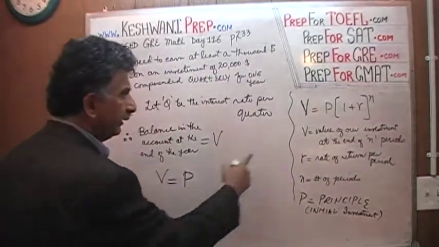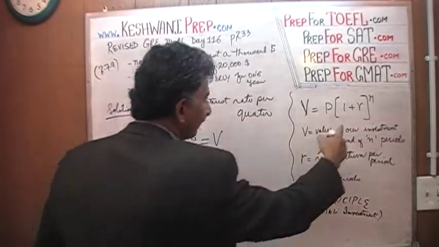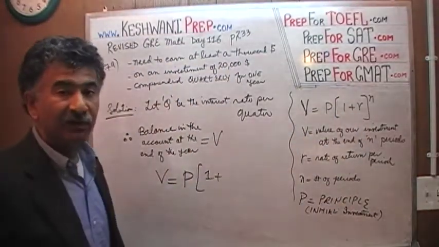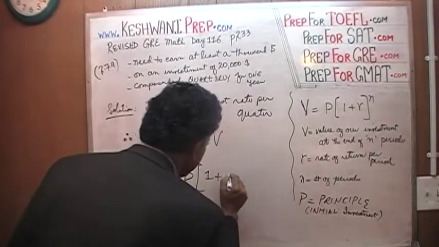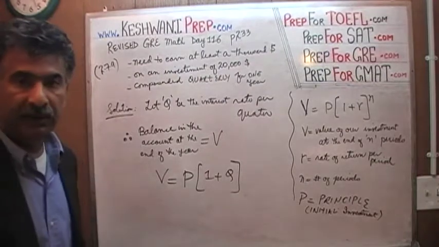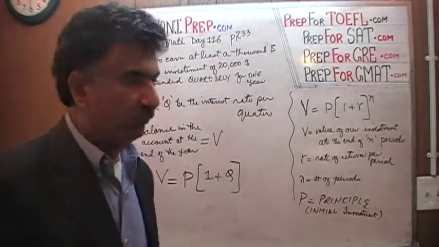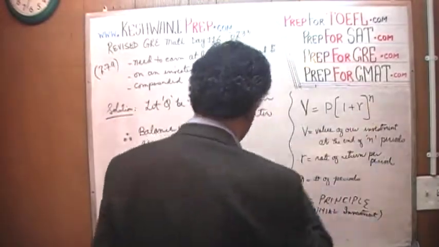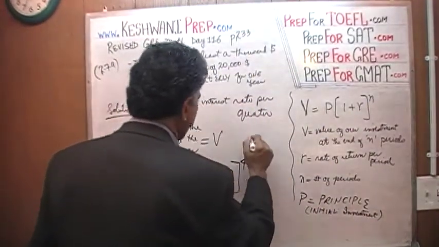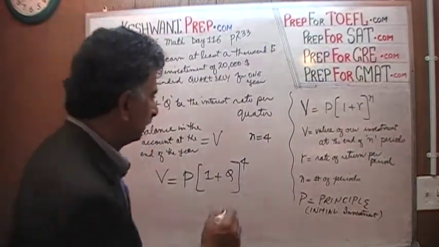So that's your P times 1 plus R, which in this case is our rate of return per quarter, which we are calling Q. And how many quarters are there in 1 year? We're going to keep the money in the account for 1 year. And 1 year, of course, has 4 quarters. So our n here equals 4, because there are 4 quarters in a year.